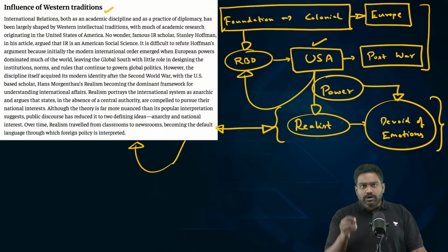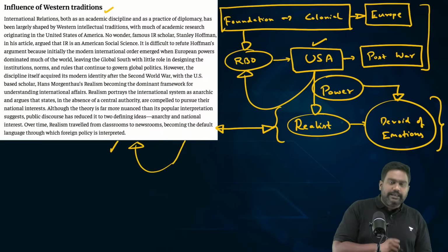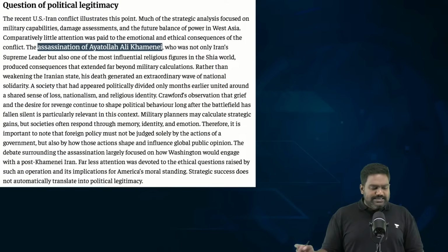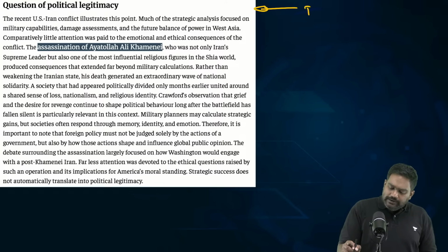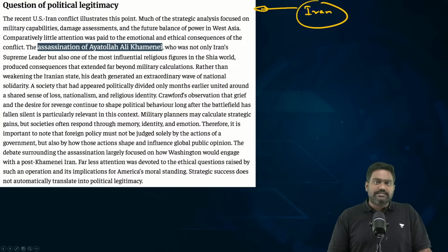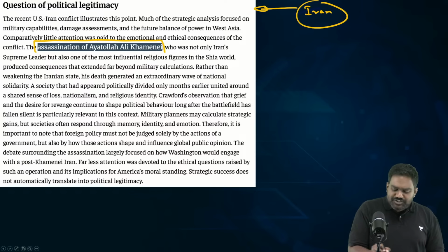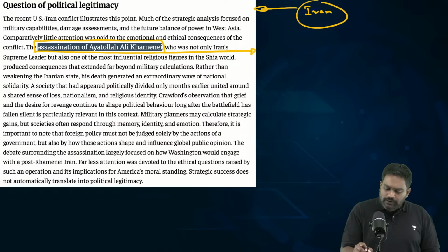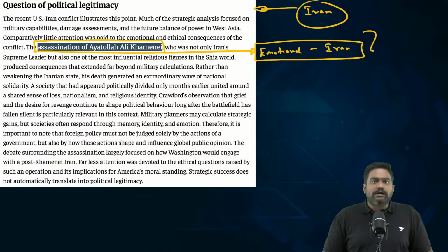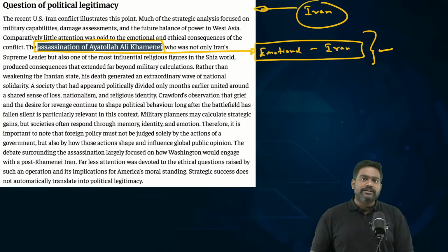The writer argues that moral principles, ethical values, and the emotional impact of foreign policy still shape international relations even today. So, for example, if you look at what happened in Iran in the ongoing conflict with Israel and the United States, the assassination of Ayatollah Khamenei has generated a massive emotional outrage, at least within a section of the Iranians. Yes, the supreme leader Ayatollah Khamenei was leading an autocratic, theocratic regime, a radical conservative state where basic human rights and women's rights were oppressed.